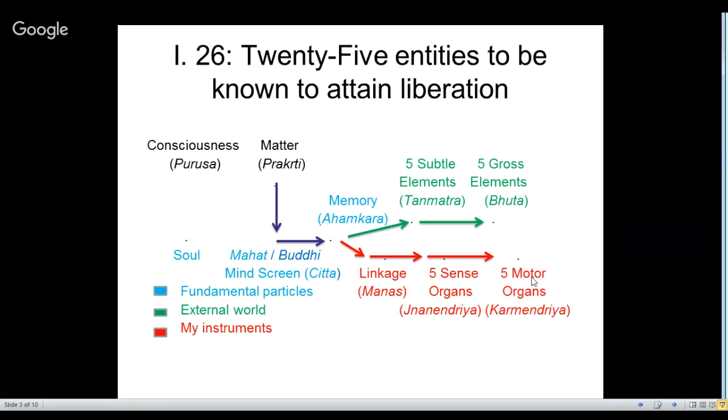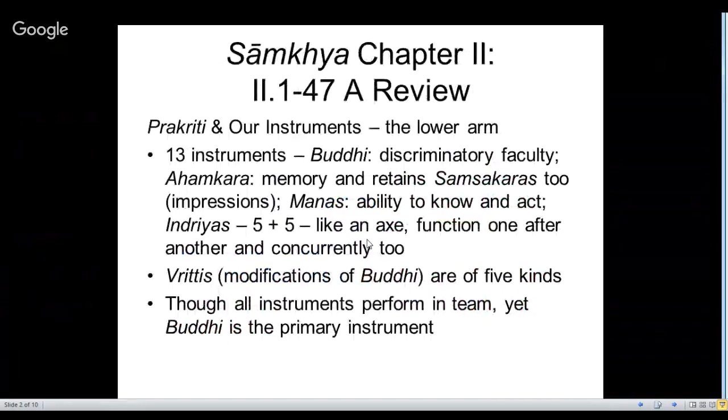So we looked at a total of 13 instruments: 5 plus 5, 10, then Manas, Ahankar and Buddhi. 10 plus 3, 13. This is what was covered in chapter 2, namely the lower arm of this schematic diagram. Today we are looking at chapter 3, but let's complete the review.